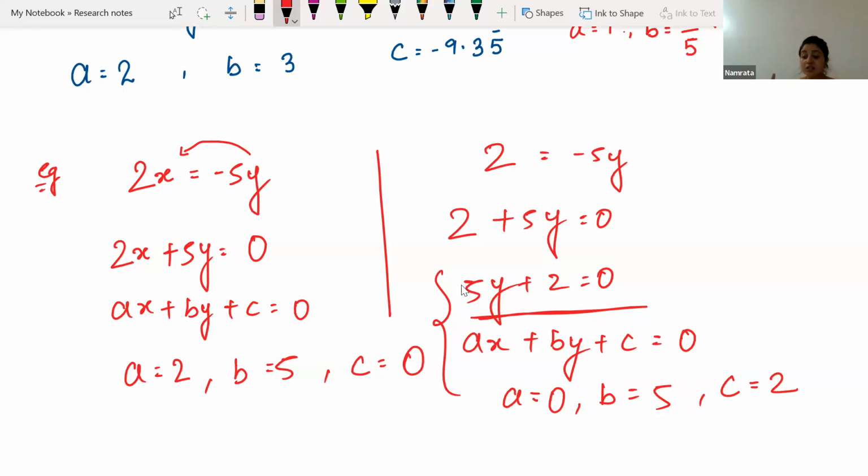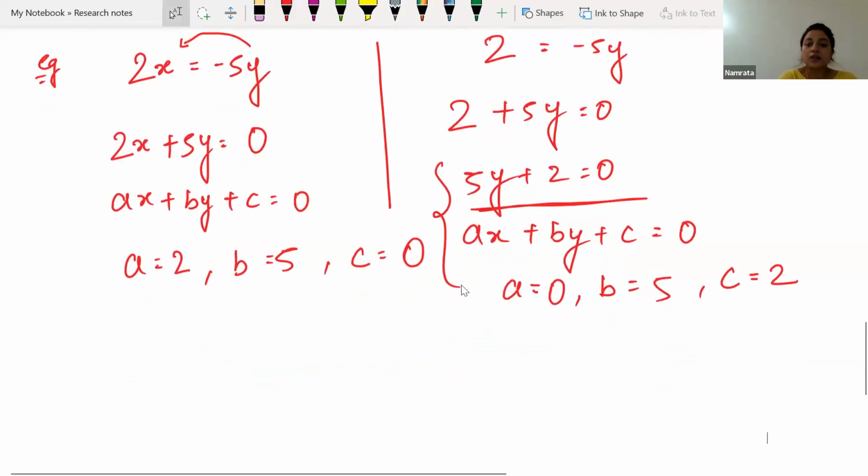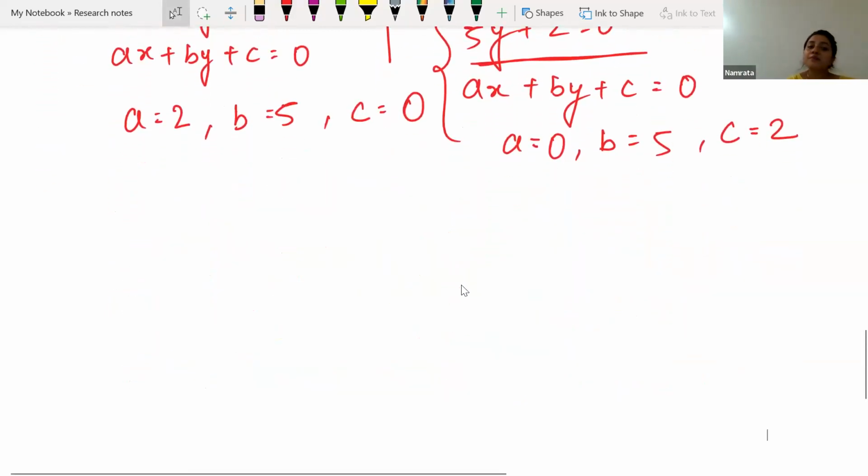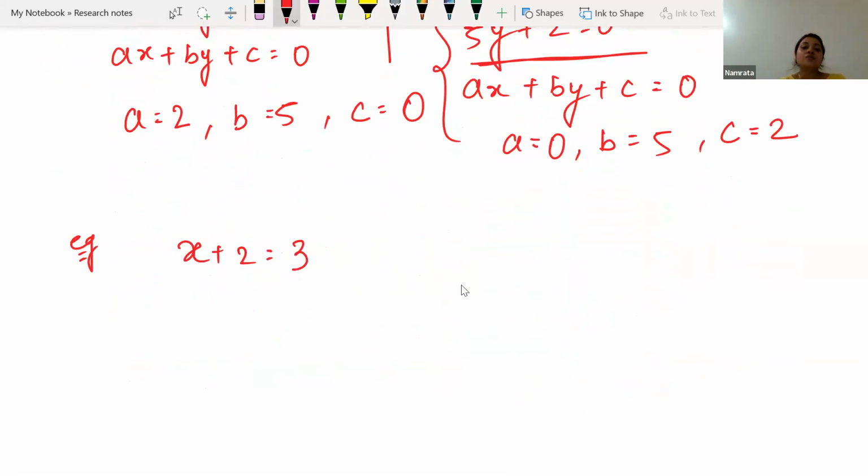Okay, now the next exercise says solution of the linear equation. The moment I started this chapter, I was telling you that a linear equation in one variable has one and only one solution. If I am saying x plus 2 is equal to 3, then there is only one value which will satisfy this equation. Let me write it again. For example, x plus 2 is equal to 3. There is only one value, x equals 1, which will satisfy this equation.